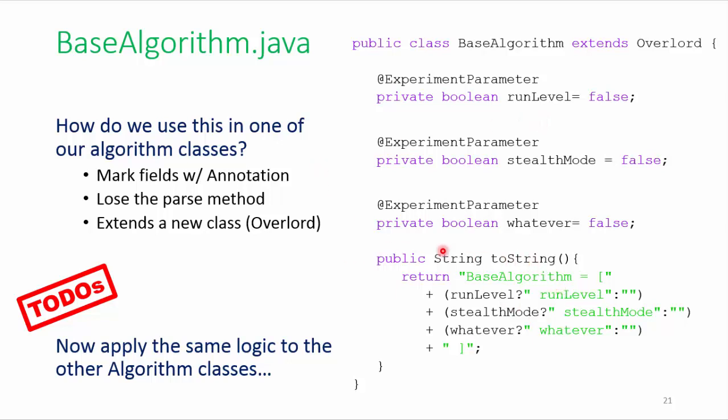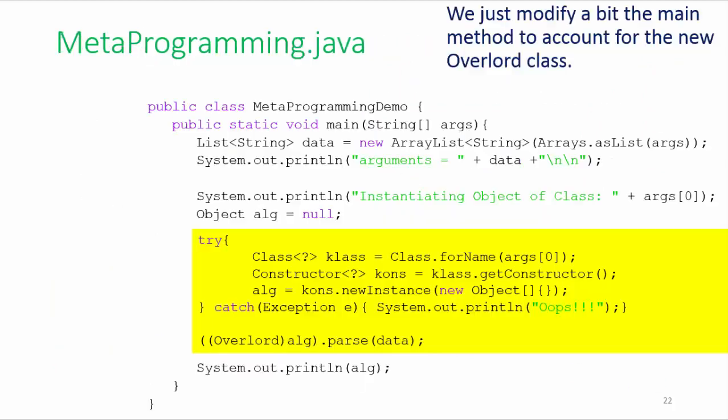Then we removed the parse method. We lost the parse method. We don't need it anymore. We are going to replace it by something better. And then we have our toString here that is pretty much still the same, okay? And then we're going to actually extend a new superclass. So we add a class on top of BaseAlgorithm, a superclass to BaseAlgorithm that we call Overload. And this is where the parse method is going to be defined. This is where all of our classes starting with BaseAlgorithm are going to inherit it from.